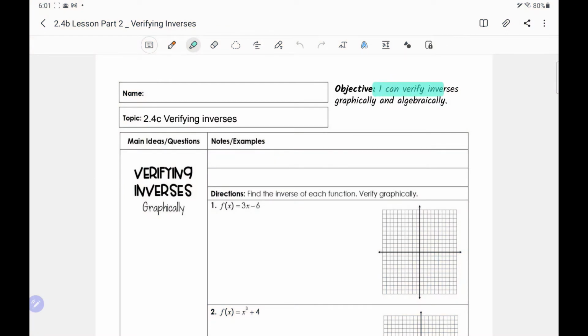The objective is to verify inverses graphically and algebraically. We will start by doing this graphically. So let's first just write out what is the process to do that. How do we know by looking at a graph if two functions are inverses?